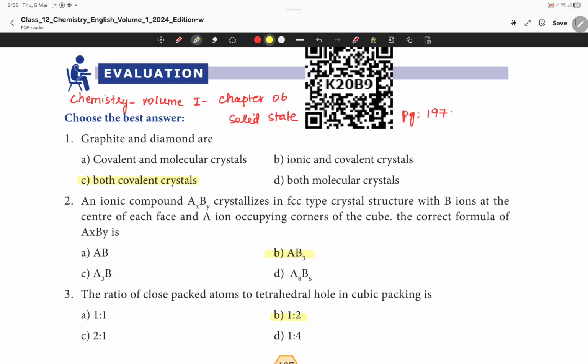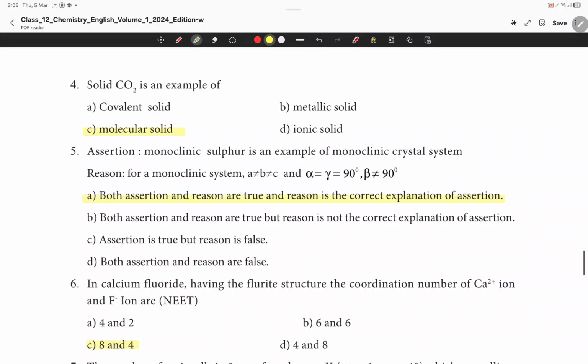The ratio of close packed atoms to tetrahedral holes in cubic packing is 1:2. Solid CO2 is an example of a molecular solid. Assertion: monoclinic sulfur is an example of the monoclinic crystal system. Reason: for a monoclinic system, a is not equal to b is not equal to c, and alpha is equal to gamma is equal to 90 degrees, beta not equal to 90 degrees. Both assertion and reason are true, and reason is the correct explanation of assertion.